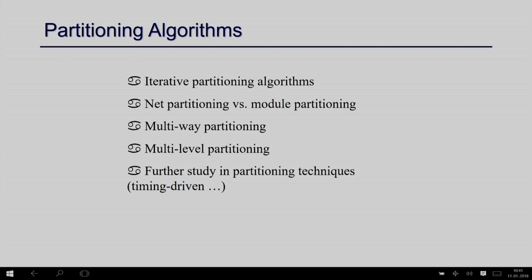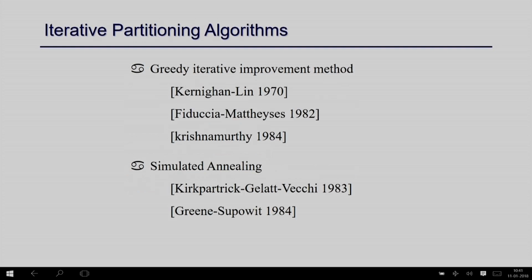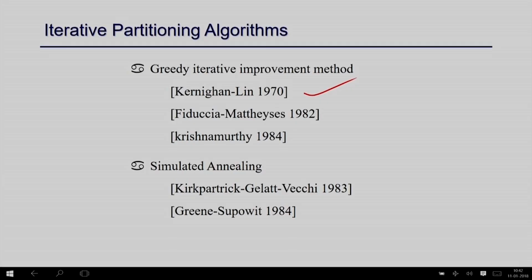So, there are various kinds of techniques, and if you go into iterative improvement algorithms, there is the Kernighan-Lin algorithm, the Fiduccia-Mattheyses algorithm, Krishnamurthy's algorithm, and similarly simulated annealing approaches. It is not possible to discuss all of them here. I will just give you a brief overview of the KL algorithm, which is the simplest version compared to the others. That will give you some brief idea of how partitioning works.